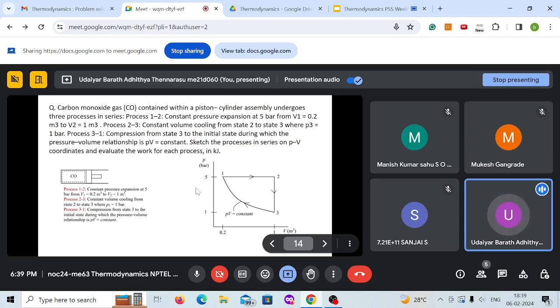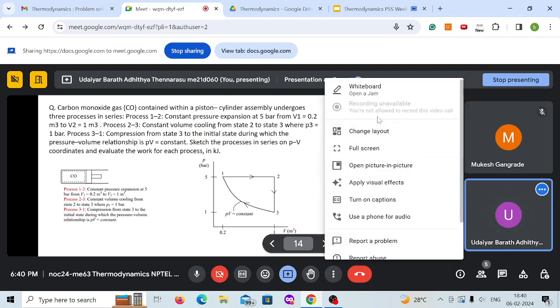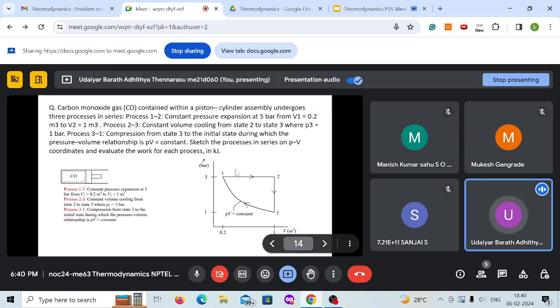So we have been asked to sketch the processes in series on PV coordinates and evaluate the work for each process. So that's what has been drawn here. In PV coordinates, they said 1 to 2 is a constant pressure process. So at 5 bar pressure, it's expanding from 0.2 to 1 meter cube. So it's going from 1 to 2, an expansion process. And then from 2 to 3, you have a constant volume process, and it's coming down to pressure 1 bar. So from 5 it's coming to 1, so 2 to 3, and then it's going back again to 5 bar, to the initial state where it started from.